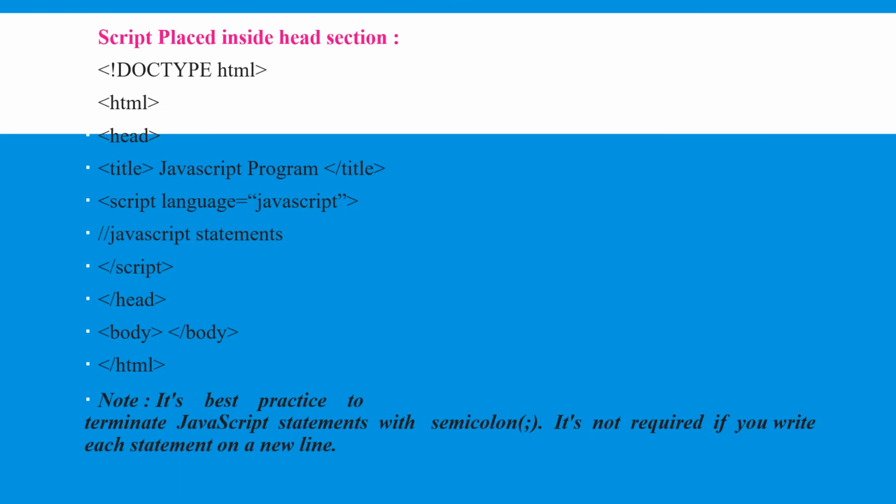Scripts placed within the head section. Now the first section of your HTML program is head. So within that also you can insert the JavaScript, that is exclamation mark doctype html, html, head, title, JavaScript program, slash title. After slash title only, you have to insert script language is equal to JavaScript. Then JavaScript statements, slash script, which you have to close before slash head. Then body and slash html.